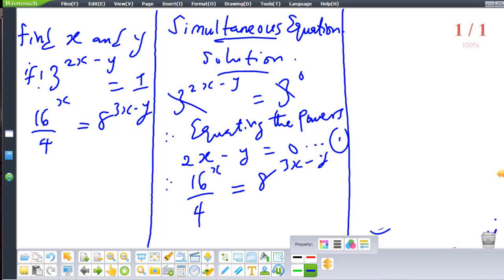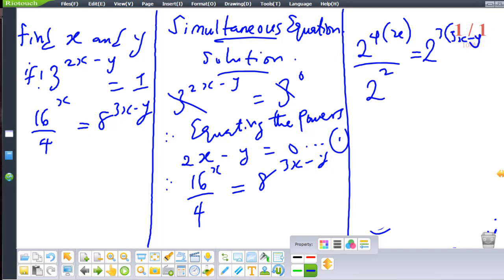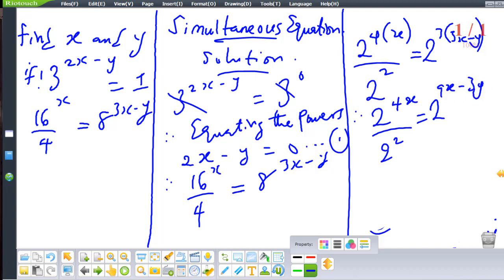In this wise, we are going to have 16 is actually 2 raised to the power 4. Then we put in bracket x, all divided by 4, which is actually 2 raised to the power 2, equals 8, which is actually 2 raised to the power 3, in bracket 3x minus y. So we have 2 raised to the power 4x all divided by 2 raised to the power 2 equals, open this bracket, 2 raised to the power 9x minus 3y.